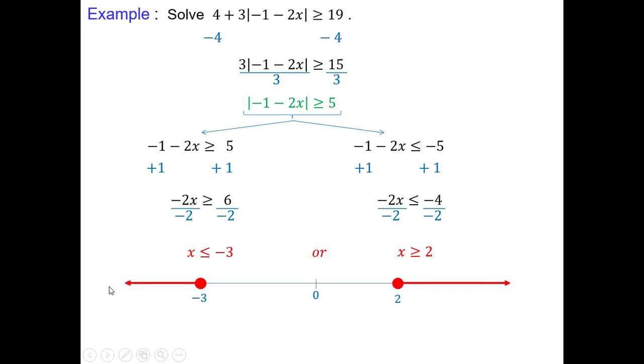So in interval notation, we're left with negative infinity to negative 3 with a bracket because negative 3 is allowed. Union, because there's a gap in between the intervals, and now we simply say from the bracket at 2, since 2 is included, all the way to infinity.